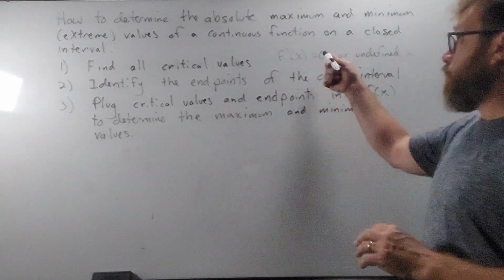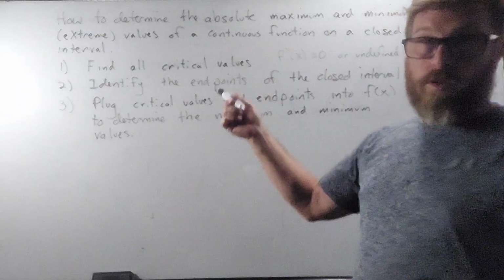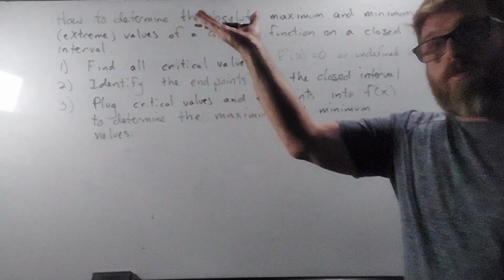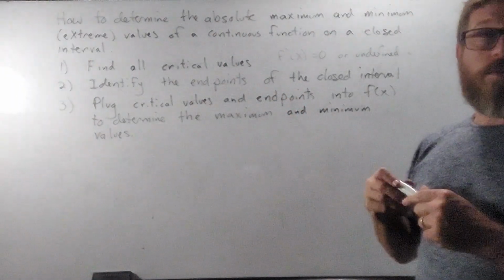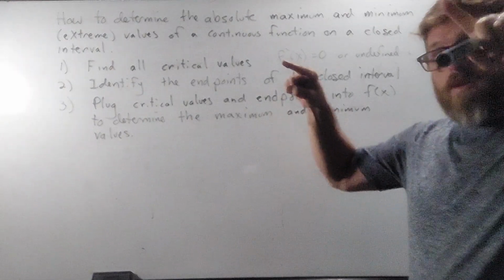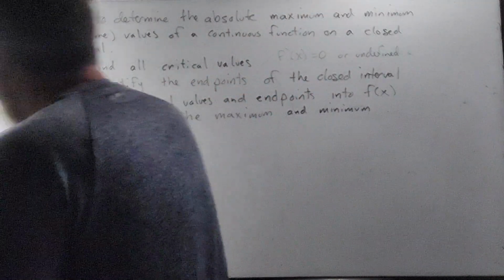And last, once we know its critical values and we know its endpoints, we're going to plug these things back into that original function, and the largest one is going to be the maximum, and the smallest one is going to be the minimum. Now, it's okay if we have more than one maximum, as long as it gives you the same biggest number. So that's how we're going to do this. I'll go through 5 examples and do it.